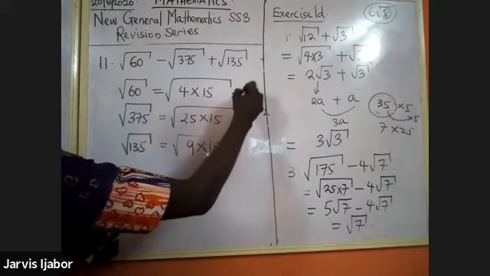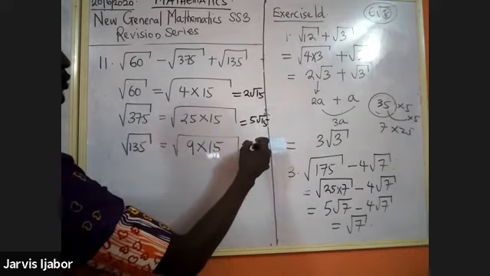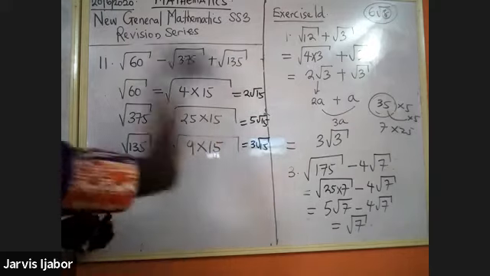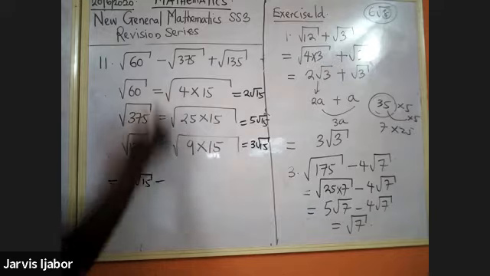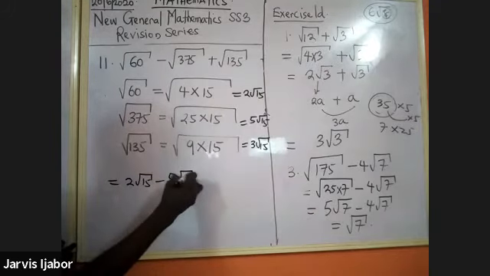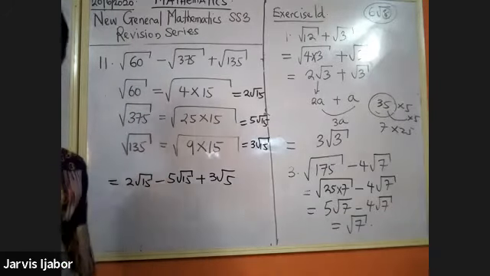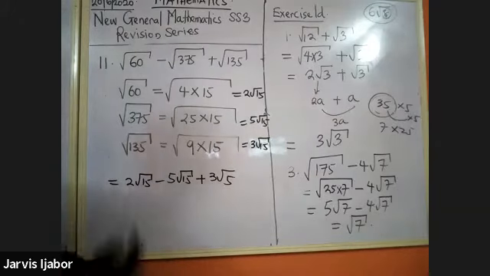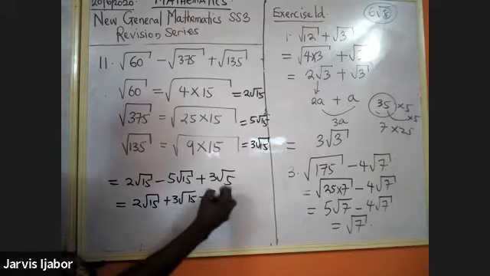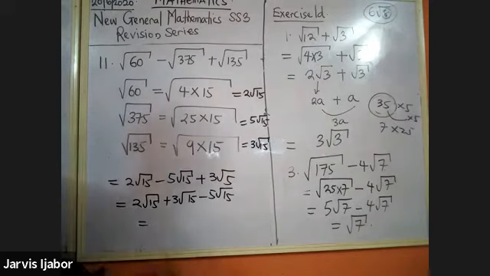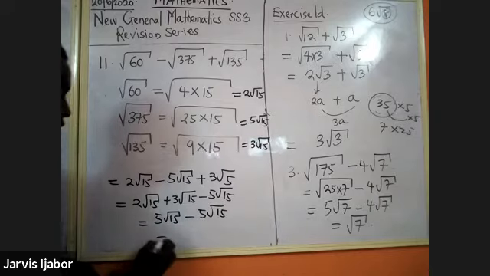So this will give you 2 root 15. This will give you 5 root 15. This will give you 3 root 15. So I can couple them back. I'm going to have 2 root 15 minus 5 root 15 plus 3 root 15. At this point, I usually advise students, bring all the things that are positive together. This will now be 2 root 15 plus 3 root 15 minus 5 root 15. This will give you 5 root 15 minus 5 root 15, and that will give you 0.